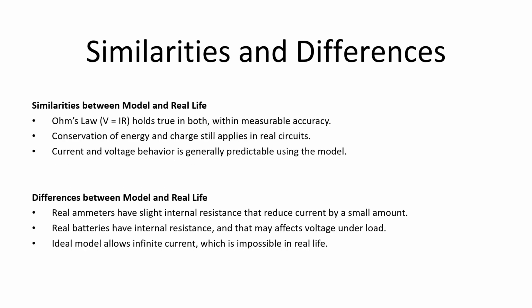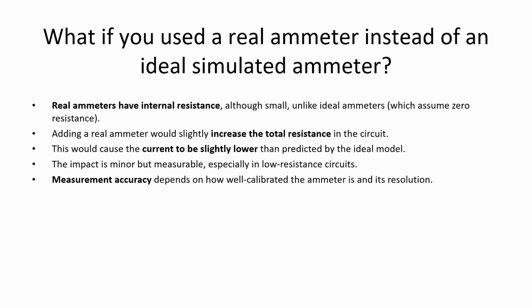For the similarities and differences between the model and real life, of course Ohm's law holds true in both. Conservation of energy is also true in both, and the current and voltage behavior is generally predictable using the model, and it's very close to real life. But for differences, real ammeters have slight internal resistance that reduces the current by a small amount, and this is not shown in the model. Real batteries have internal resistance, and that may affect the voltage under load. And lastly, the ideal model allows infinite current, which is impossible in real life.